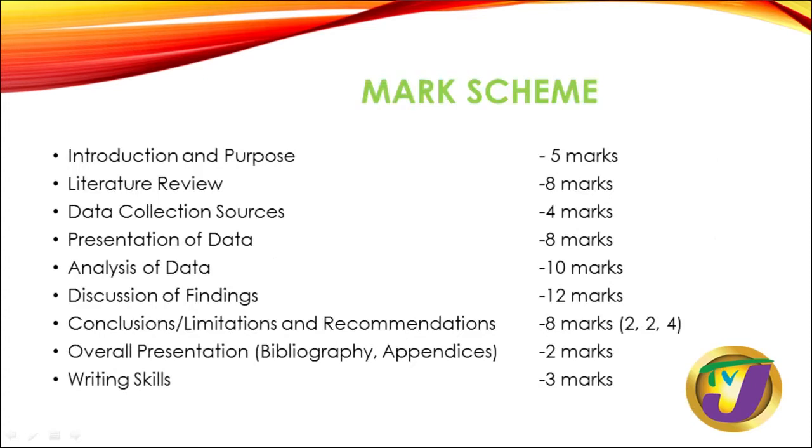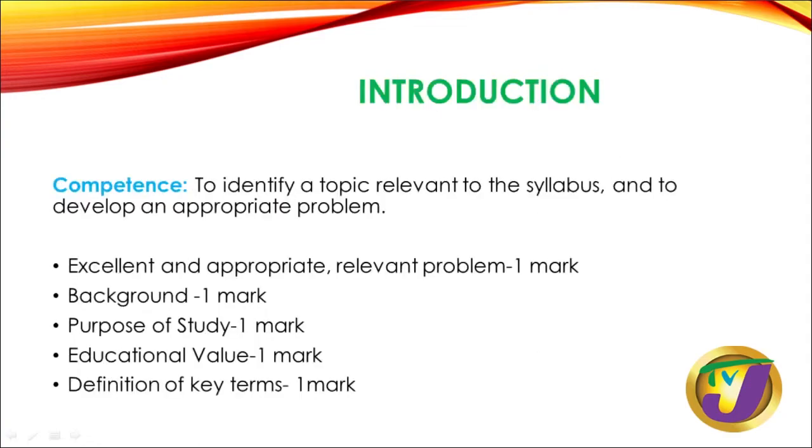Now let's get straight into it. The mark scheme, what does that look like? So you have introduction and purpose as the first thing, 5 marks. Your literature review, 8 marks. Data collection sources, 4 marks. Presentation of data, 8 marks. Analysis of data, 10 marks. You notice that the marks keep going up. The discussion of findings, 12 marks. Yes. The conclusions, limitations, and recommendations are 8 marks, broken down as 2, 2, 4. Conclusion, limitation, recommendations. Overall presentation, 2 marks, and your writing skills, 3 marks. All right, so that's what the mark scheme looks like.